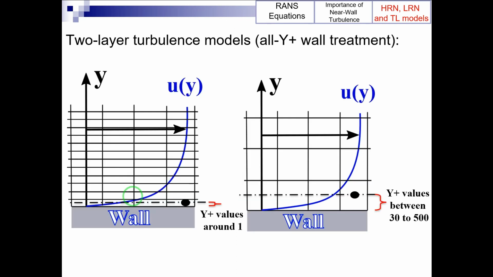The all y plus wall treatment uses a wall function for coarse grids. We can see here where the y plus values are larger than 30, and also resolves the viscous sublayer for fine grids. We can see here where the y plus values are smaller than 1. Okay, and also by appropriately blending the viscous sublayer and logarithmic sublayer, this approach produces consistent results for cases where the cells immediately next to the wall fall within the boundary layer's buffer region.